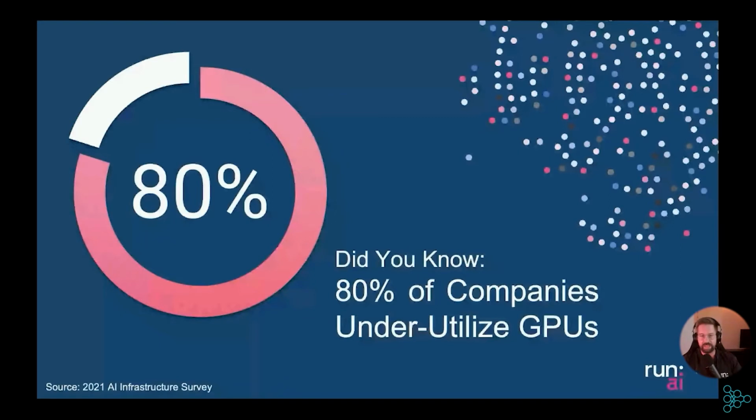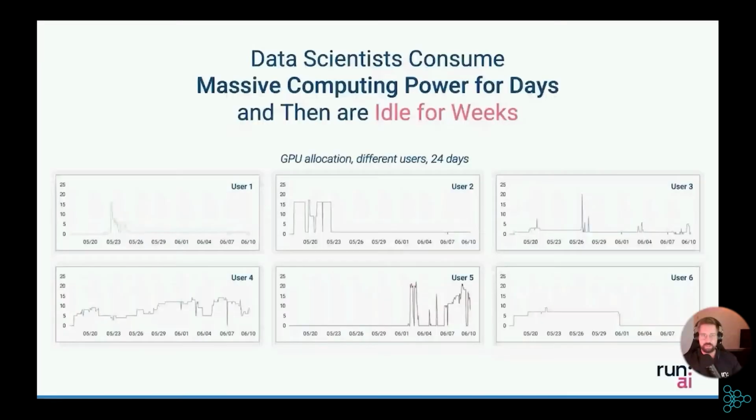And there's a reason why that happens. That's because data scientists consume compute power in a completely different way. They might use massive amounts of GPU power for days and then sit idle for weeks. And that's because of the nature. That's because there's a different pattern than more traditional software engineering workloads. We could be training a model for a couple of days and then work on building a model, developing a model, coding it without actually consuming GPU resources.